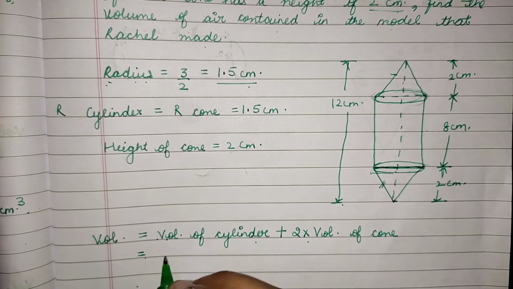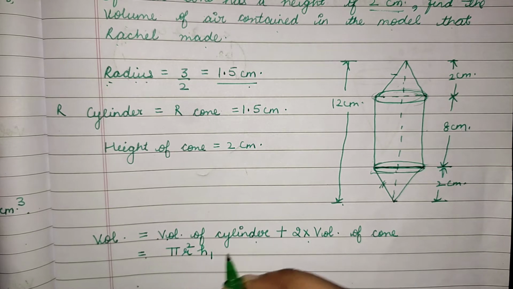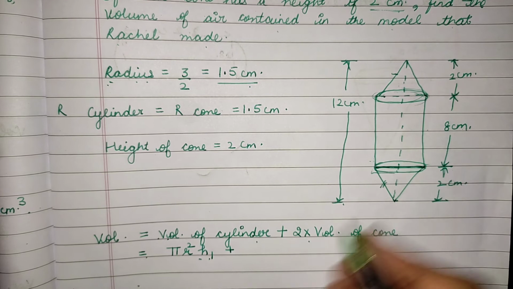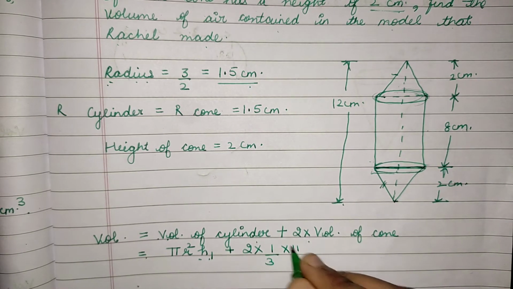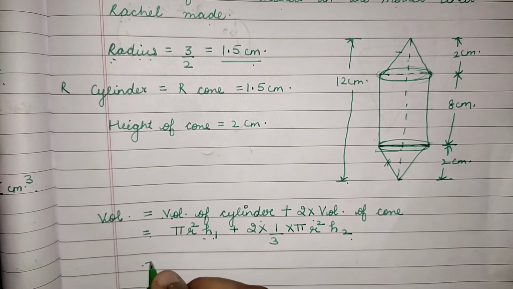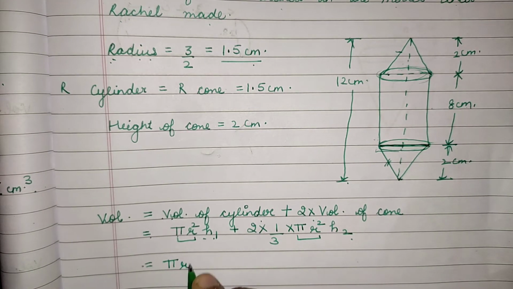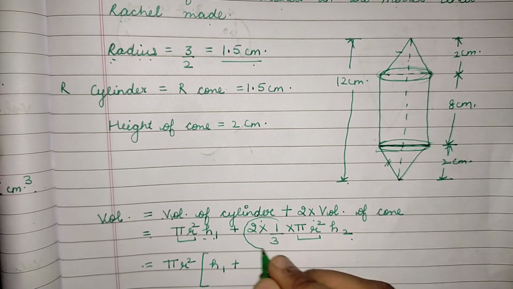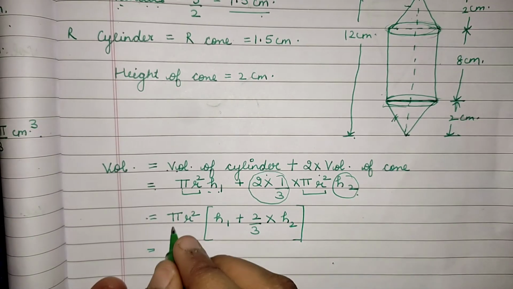Volume of cylinder is given by what? Volume of cylinder is pi r square h1. Let us suppose the height of the cylinder is h1 and the height of the cone is h2. Volume of cone is 1 by 3 pi r square h2. So you can find out what value is common. Pi r square is common, and inside the bracket it will be h1 plus 2 by 3 into h2.